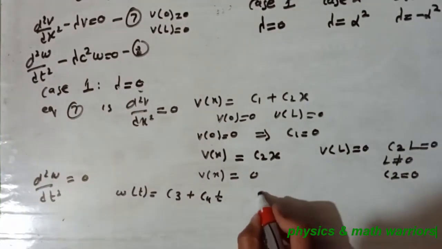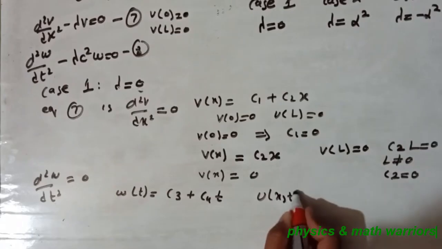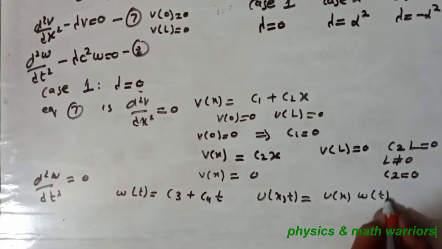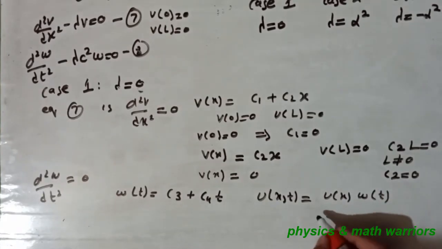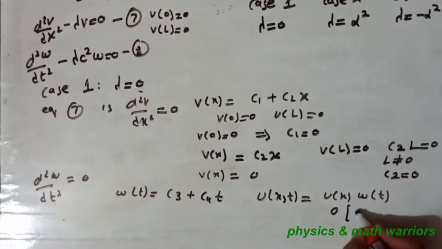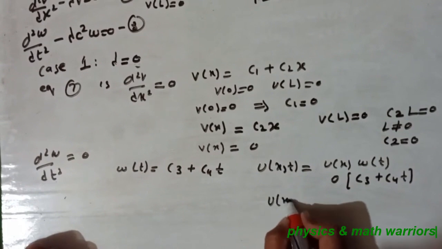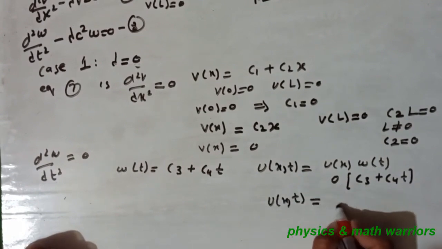Since u, which is a function of x and t, is equal to u of x omega of t, when lambda is equal to 0, u of x is equal to 0 and omega of t is equal to c3 plus c4t, and u of x and t is equal to 0.